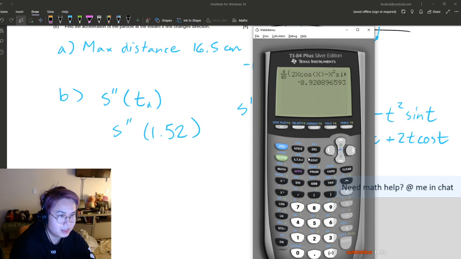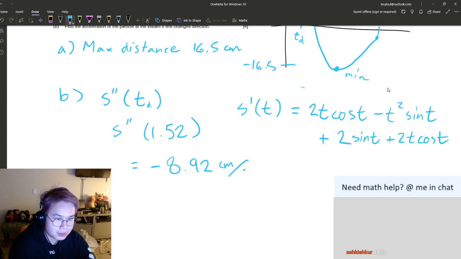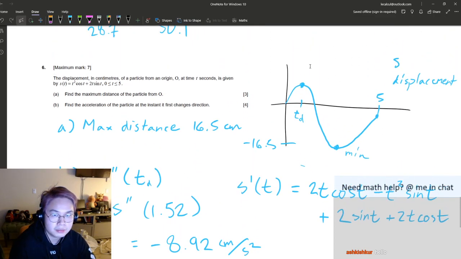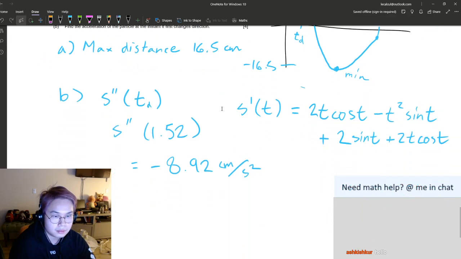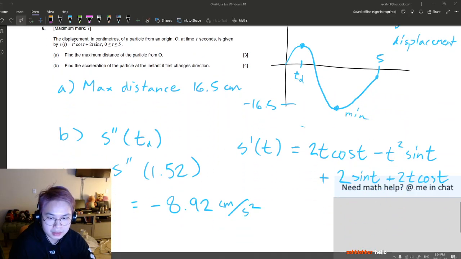And if I put everything in, I have this. So here we go. That's my acceleration. Negative 8.92 centimeters per second squared. And I think that's it. Is that the last of the short questions?